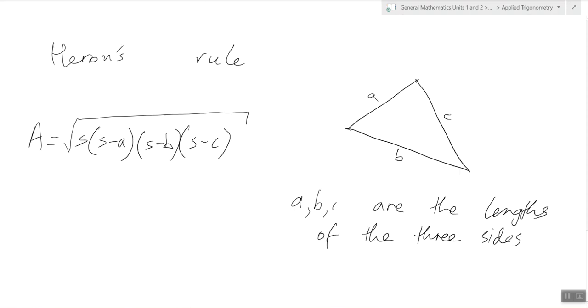So this is quite complicated. The S, because there's 2 formulas. The S is all 3 lengths added together, divided by 2. So there's an extra step in a question like this. You have to find S first, then you use the rule. Okay?